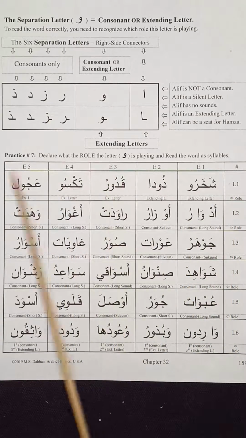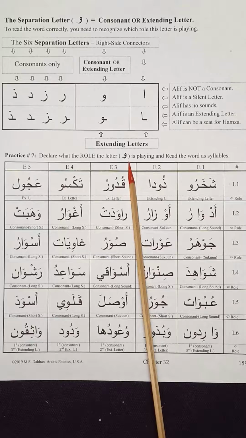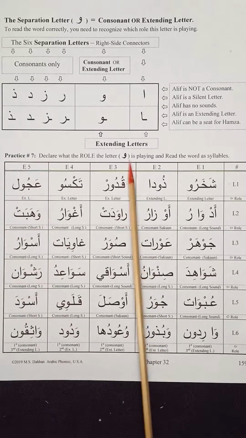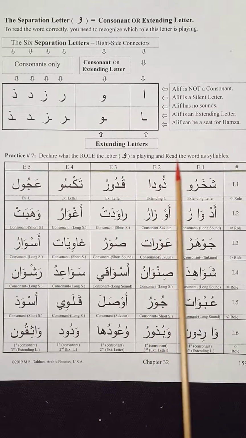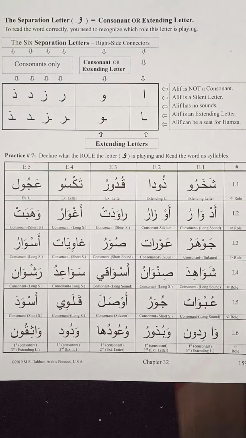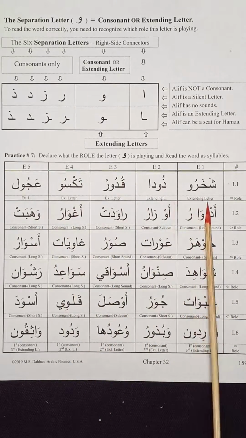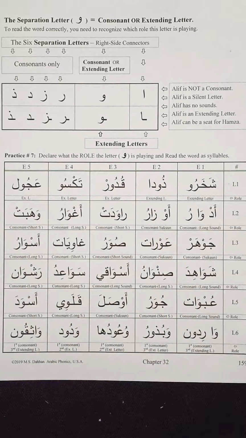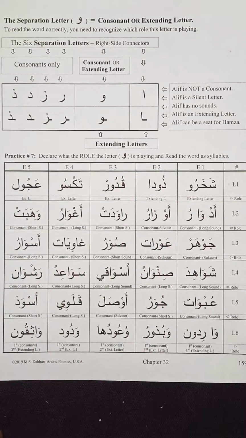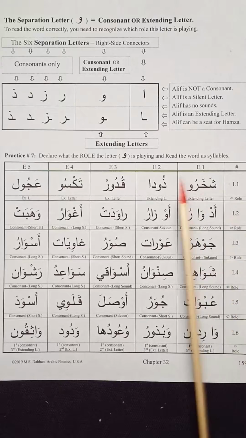I'm going to mention, it said here, declare the role of the letter, this one here, and read the word as syllables. So I'm going to do that for you. Actually, the answer is right there under each. Oh, you cannot see that. I have to declare it for you. Let me get it.